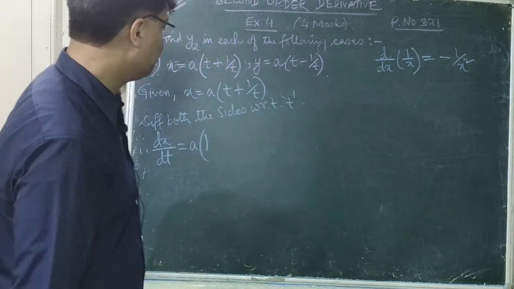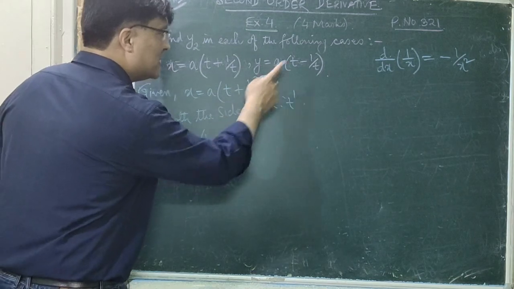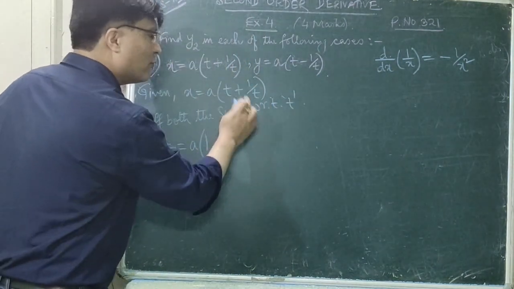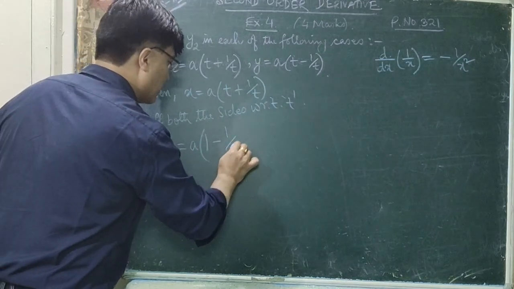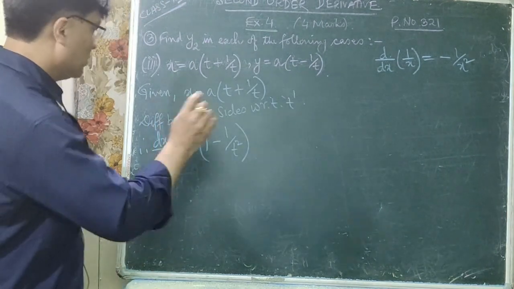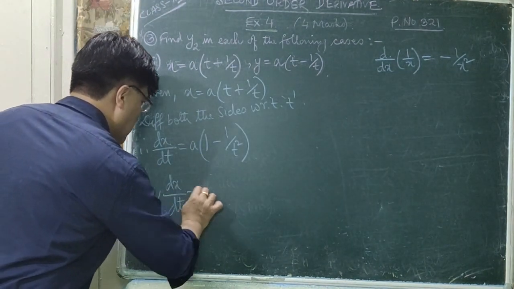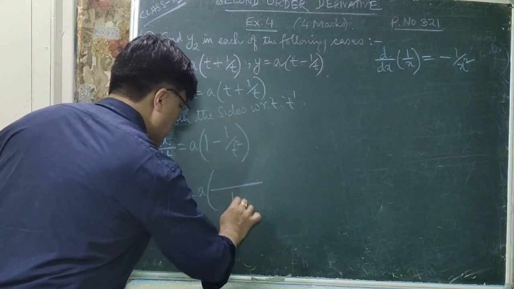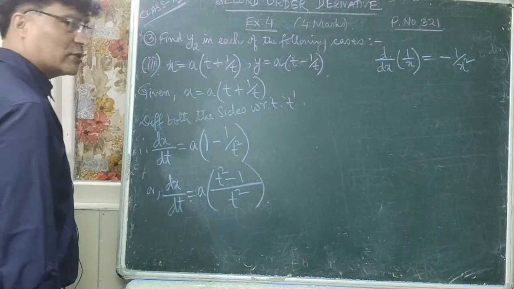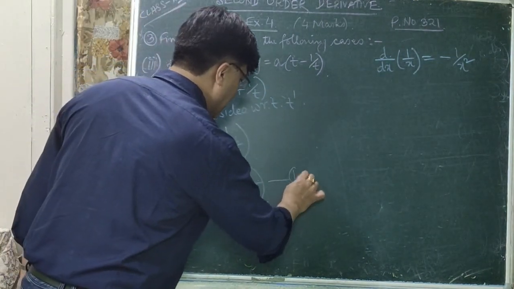Is that clear now? So now similarly, what is d by dt of 1 by t? Similarly, instead of x, here it is t. What is d by dt of 1 by t? It is minus 1 by t square. I think understood. Okay. So dx by dt is equal to a within bracket, what's the LCM? T square. So numerator is t square minus 1, right? So this is your number 1.